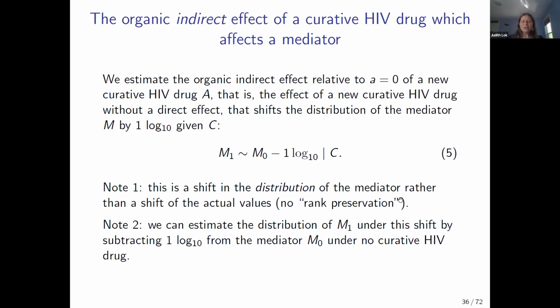This is a shift in the distribution of the mediator and not a shift of actual values. In terms of causal inference, we are not doing rank preservation. We can, however, estimate the distribution of M1 under this shift by subtracting 1 log10 from the mediator M0 under no curative HIV drug.